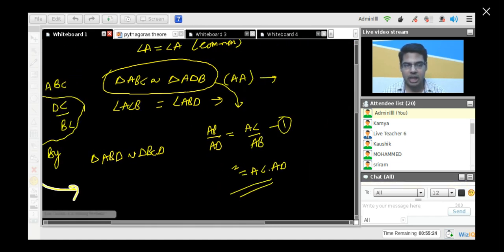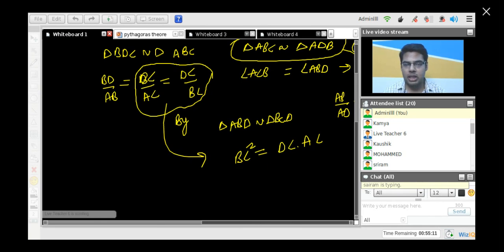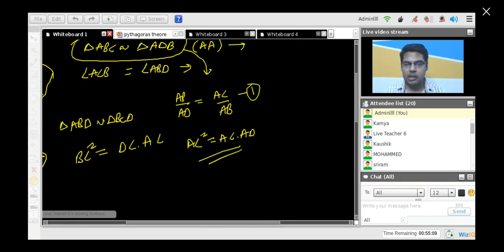From this we will get BC square equals, so all of you can do it from here on, BC into AC, right? So now what is basically required here? Here it was AC square, or basically here it was AB square. So friends, if you add both, BC square plus AB square, you will get DC into AC plus AC into AD.